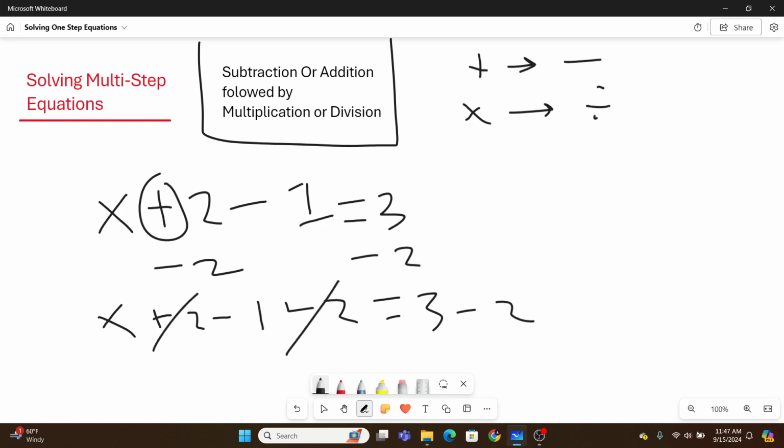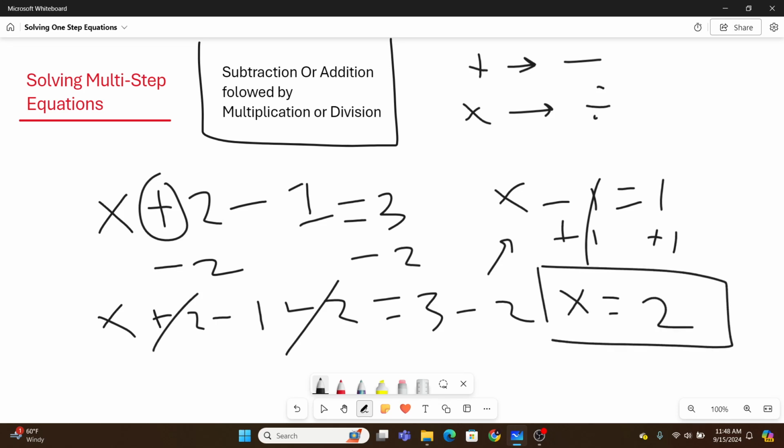And this plus 2 minus 2 becomes 0 because 2 minus 2 equals 0. And we are left with x minus 1 is equal to 1. And then we add 1 on both sides. 1 minus 1 gets cancelled. X is equal to 1 plus 1, which is 2. And that is your answer. X equals 2. Once again, if you plug it in, 2 plus 2 minus 1 is equal to 3. Because 4 minus 1 is equal to 3, obviously.